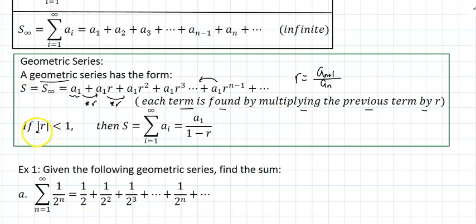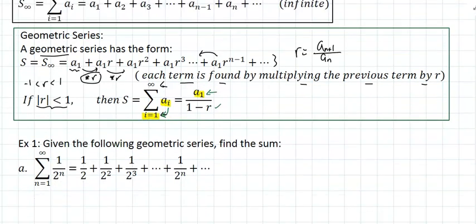If you happen to know that you have a geometric series for sure, then if the absolute value of this r is less than 1, meaning if r is between -1 and 1, not included, then the infinite sum, the sum from 1 to infinity of all of these terms, will be the first term on the sequence. Now you got to be careful with that. The first term on the sequence is not always a sub 1. The first term, it's whatever you plug in to get the first on the list, divided by 1 minus r. So I'm going to elaborate on that as I do examples.